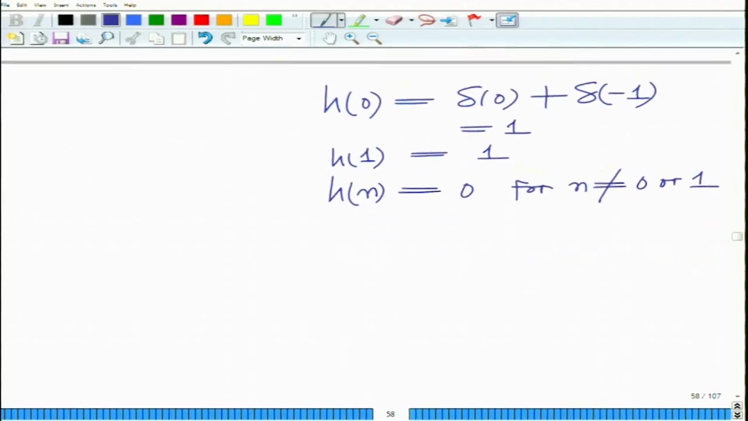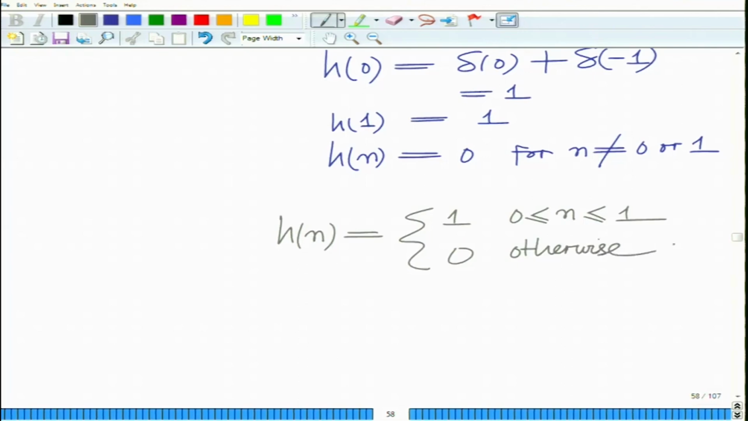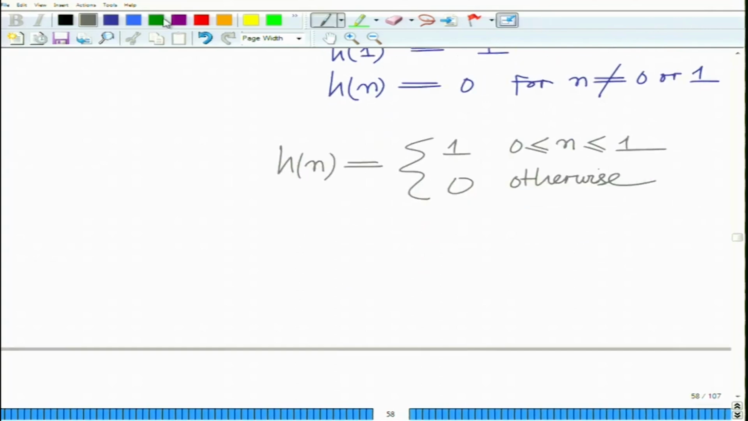So, the impulse response can be characterized as h of n equals 1 for 0 less than or equal to n less than or equal to 1, and 0 otherwise. And this is basically the impulse response of the system.